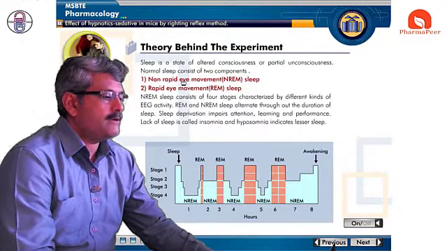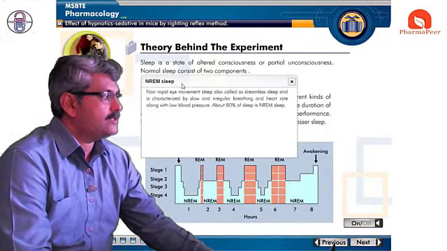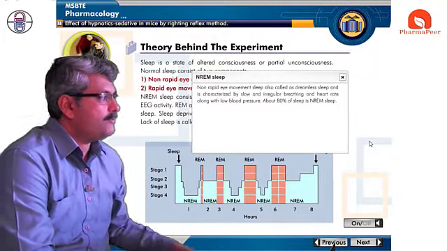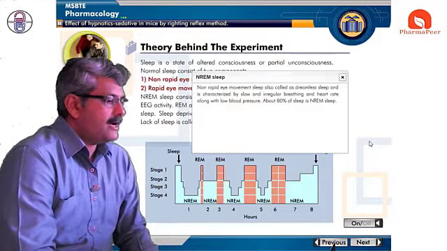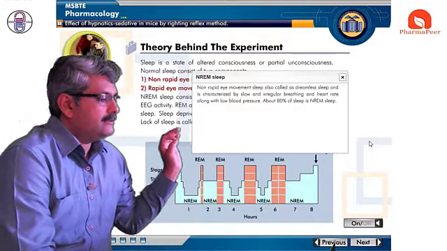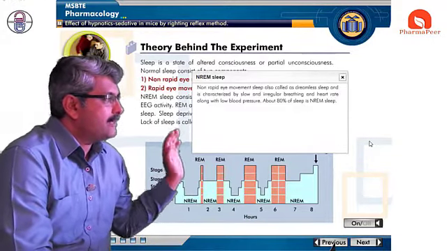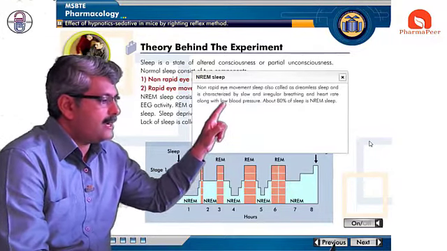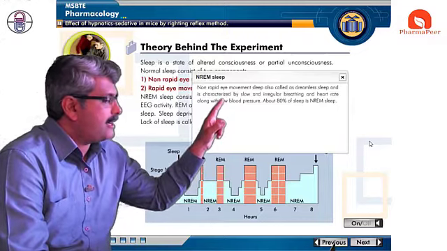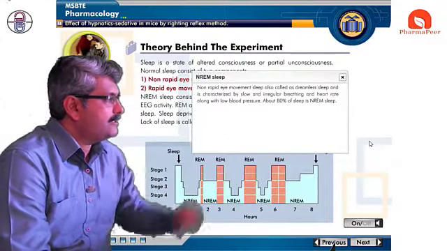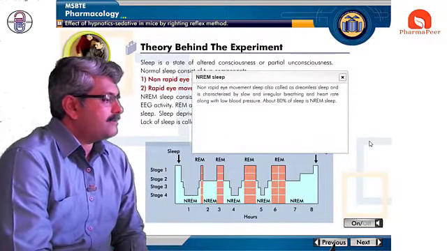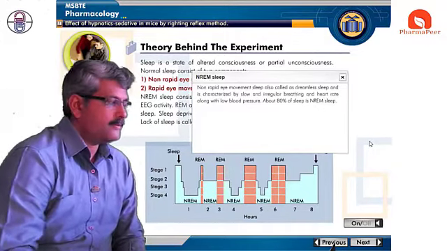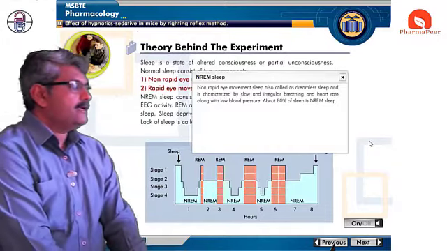First we will see what we mean by NREM, that is called non-rapid eye movement. What do we mean by this non-rapid eye movement? This non-rapid eye movement is also called dreamless sleep and is characterized by slow and irregular breathing and heart rate along with blood pressure. Near about 80% of sleep is NREM.